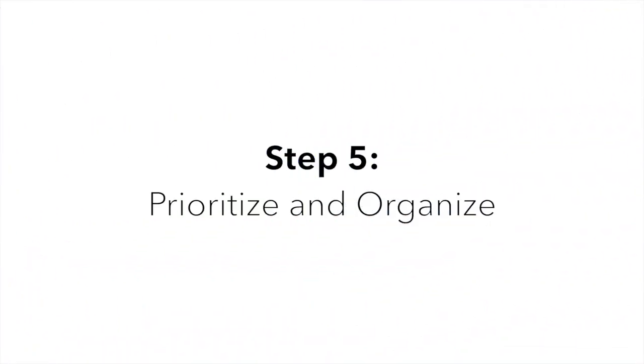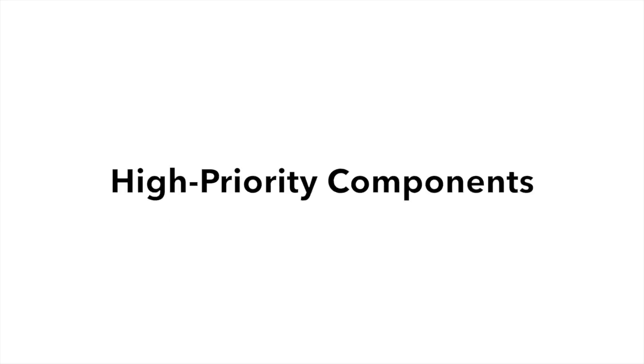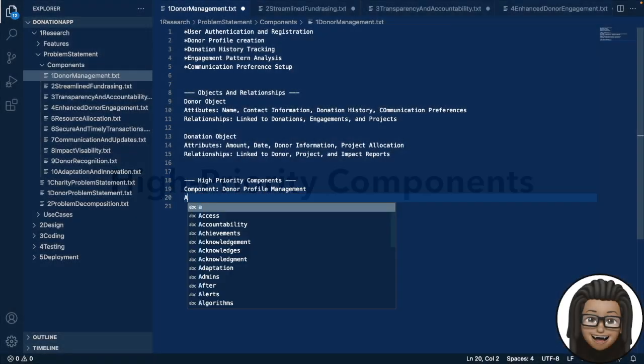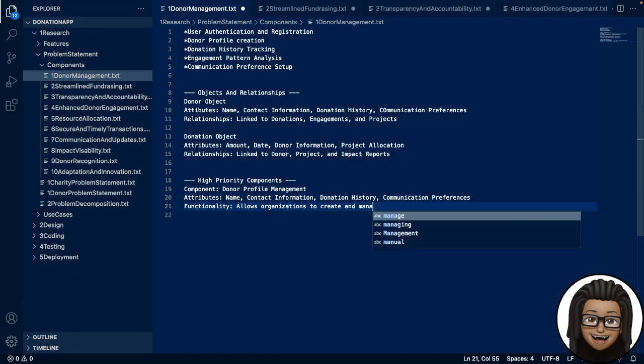Alright, here's step 5, prioritizing and organizing. With components identified, it's time to prioritize them. Some components may rely on others, so we'll arrange them in a logical order. Let's start out with high priority components. The first, efficient donor management.